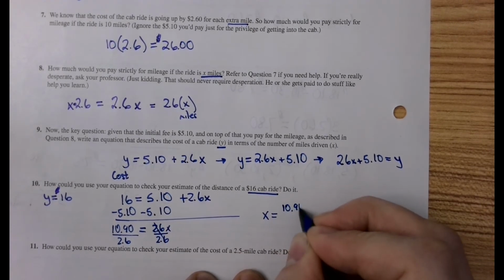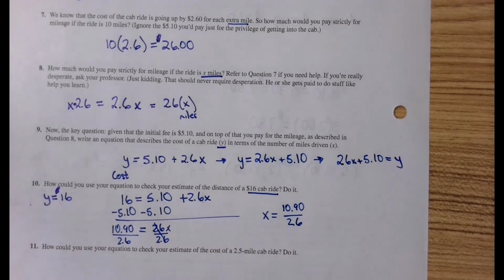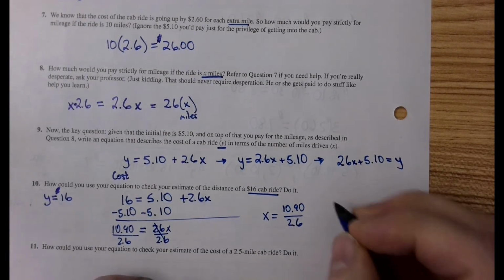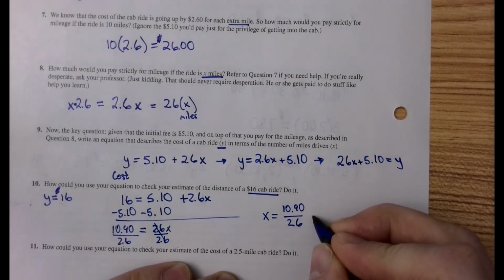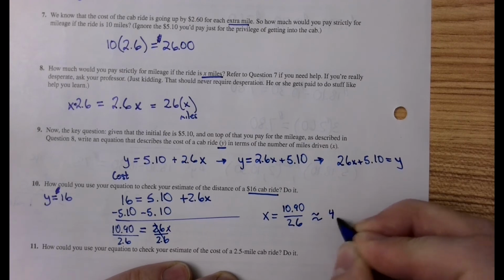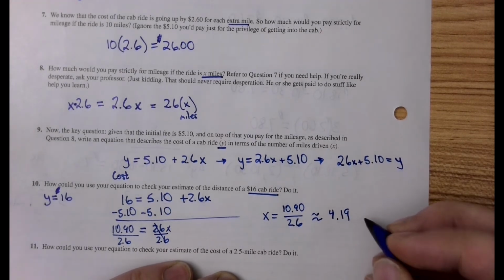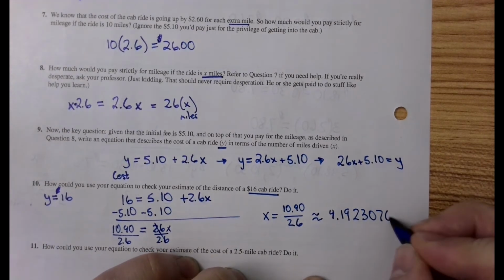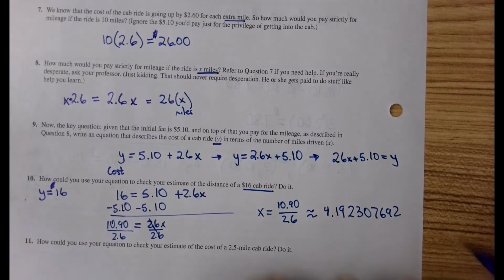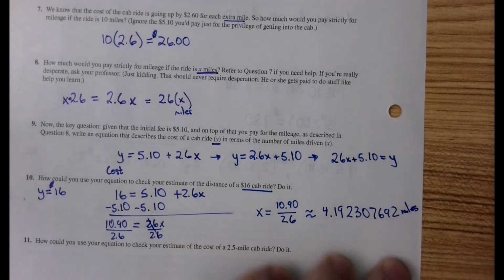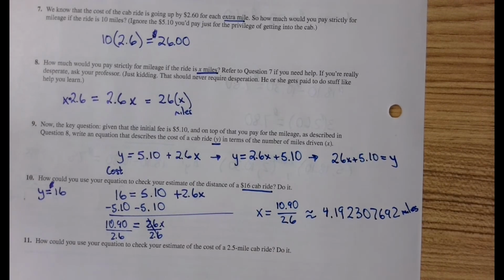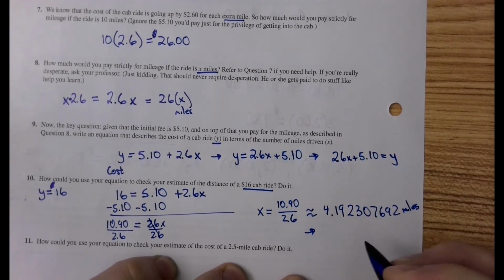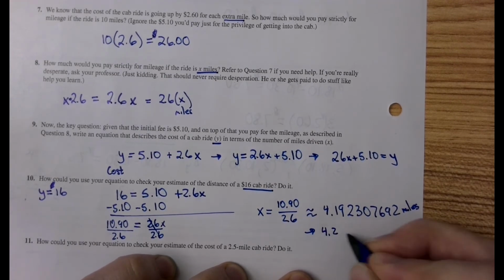So we've got 10.90 divided by 2.6. I don't know what that is. I've got a calculator here. I'm getting, oh man, I was really close. Look at that. This is approximately equal to 4.192307692 miles. All right. Well, all those numbers are not necessary. Why don't we just round this to the nearest tenth of a mile, 4.2 miles.